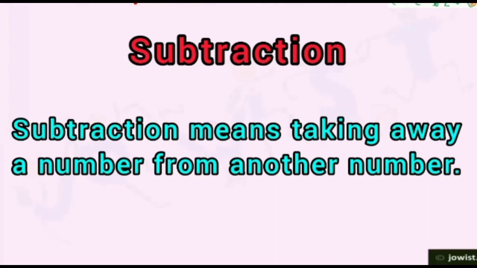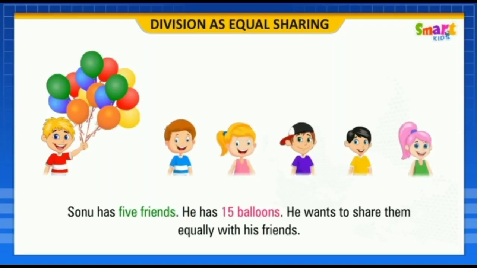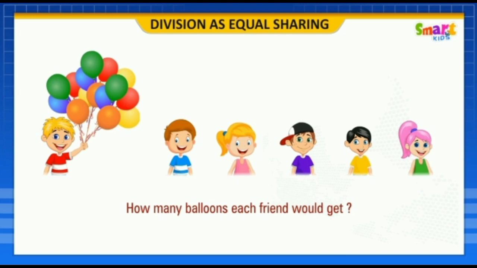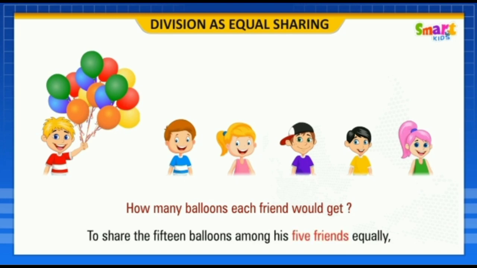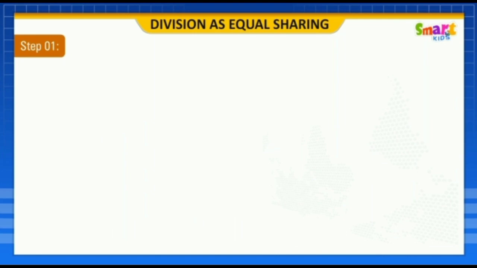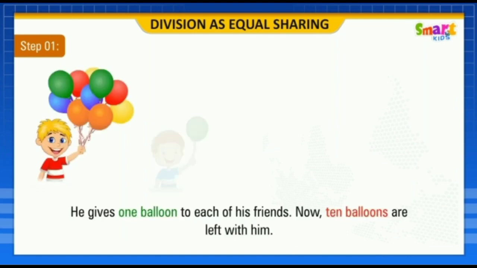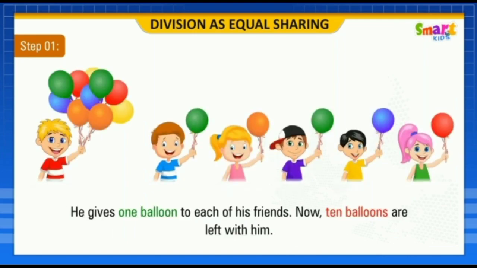So, let's start. Sonu has 5 friends. He has 15 balloons and he wants to share them equally with his friends. And we should find how many balloons each friend would get. To share the 15 balloons among his 5 friends equally, step 1: he gives 1 balloon to each of his friends. Now, 10 balloons are left with him.